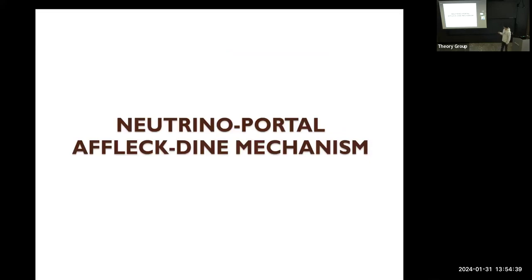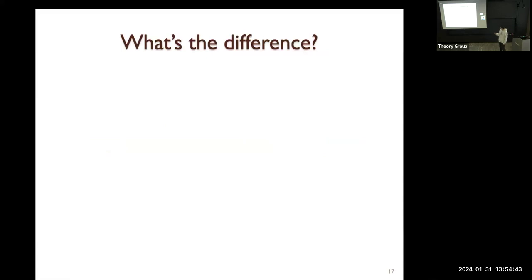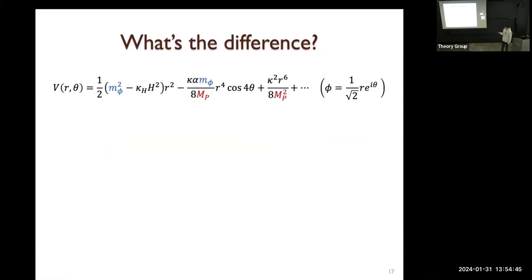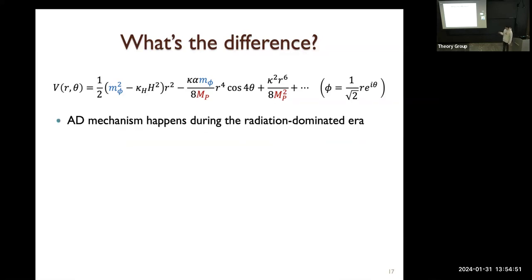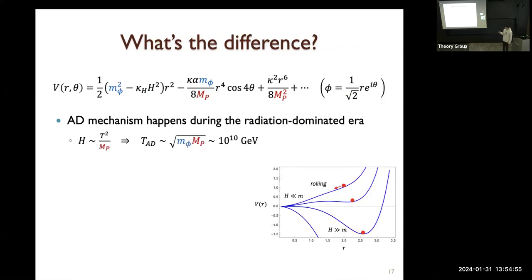So let's move on to our modern neutrino-portal Affleck-Dine mechanism. What's the difference? The potential is actually the same. We have exactly the same potential, but our AD mechanism happens during the radiation domination era. Then let's see how the number changes.